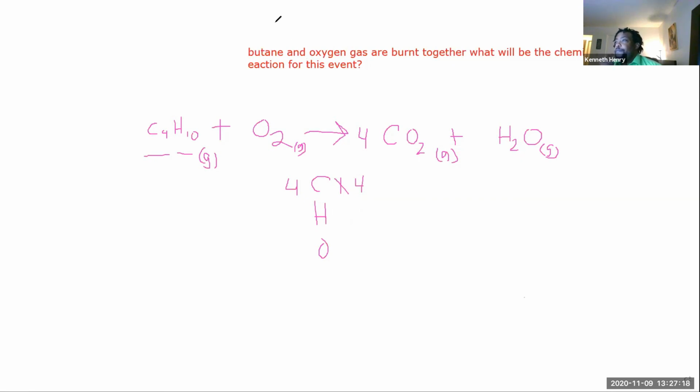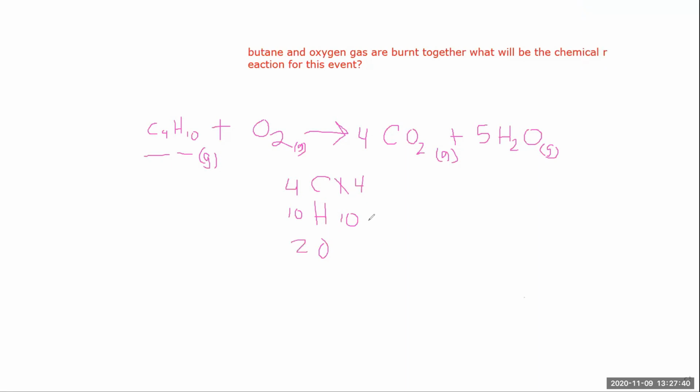Okay, what about hydrogen? You have 10 on the reactant side and 2 on the product. So you'll need 5 H2O. And so then that would be 10 and 10. Then how many oxygens do I have? You have 2 on the reactant side and then 8 plus 5, then 13 on the product side. So this is my only place for oxygen. So how can I get 13?